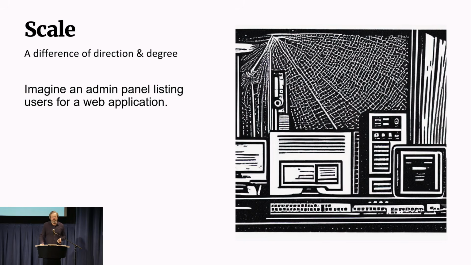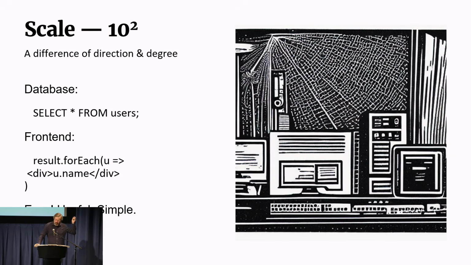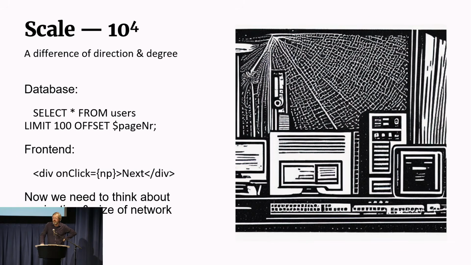Okay, so let's talk about scale. We all know as an array gets bigger, you can have an O of n log n kind of sort algorithm. Great. Okay, well, scale's easy, right? So let's just imagine an admin panel for a web application. You list your users, looks kind of like this. Go to your database, select all the users, and then in your front end, just show them all. Perfect, easy, it's fine. You've only got 10 users, who cares?